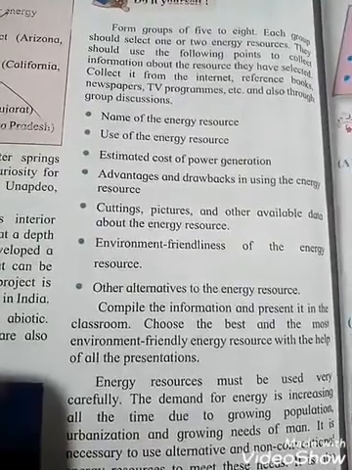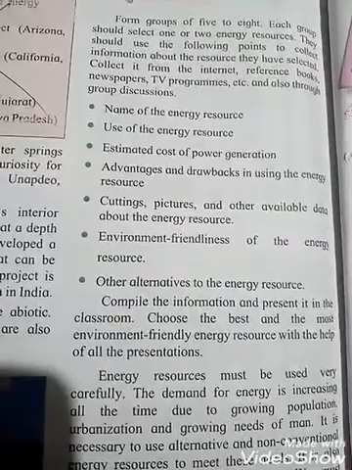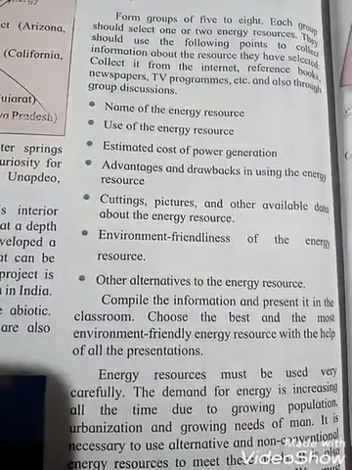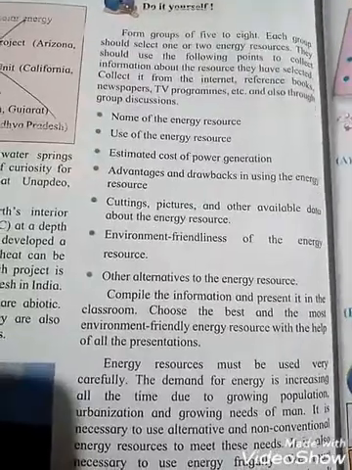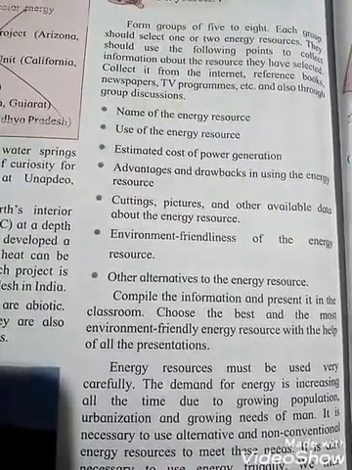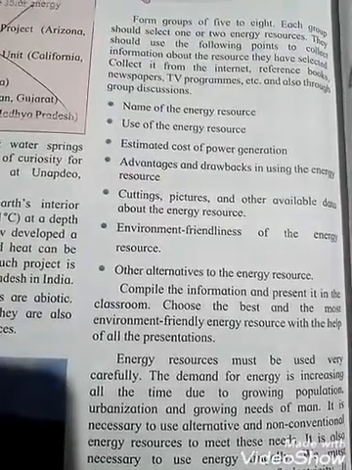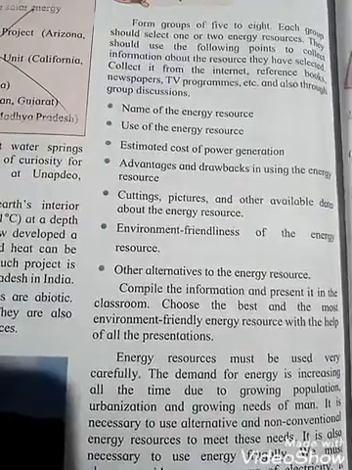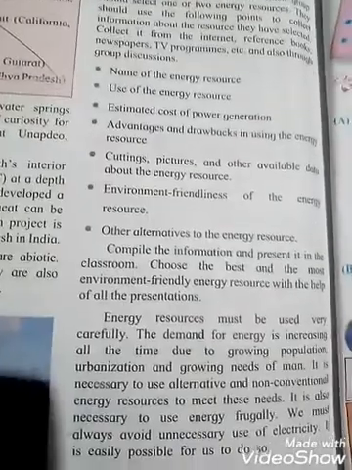So there are some points, some questions. Name of the energy resource, you have to write the name of the energy resource. Next is use of the energy resource. Next, estimated cost of power generation. Next is advantage and drawback in using the energy resource. Next is cuttings, pictures and other available data about the energy resource. Next point is environment friendliness of the energy resource. And next is other alternatives to the energy resource.